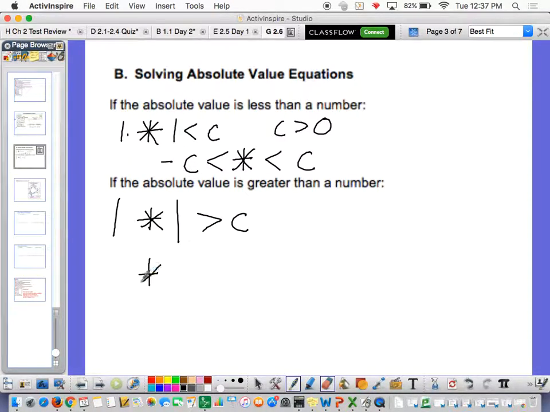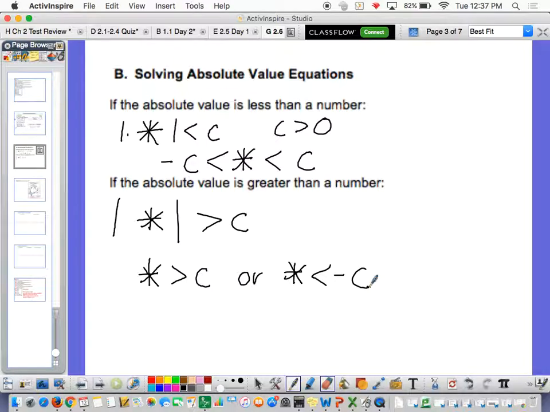We're going to have our star, okay, whatever's inside the absolute value has to be bigger than the positive, or whatever's inside the absolute value has to be less than the negative. Okay, and you're like, Bauckham, there's a lot of stars and C's on that. I don't really understand what you just said. And so we are going to do some examples, as always.